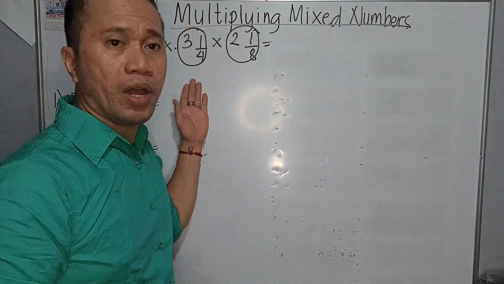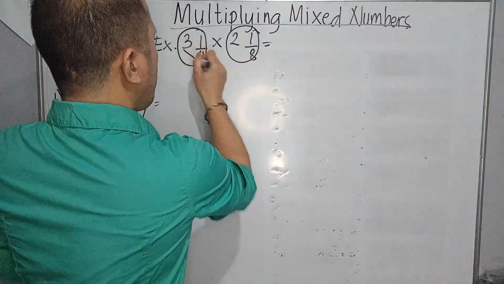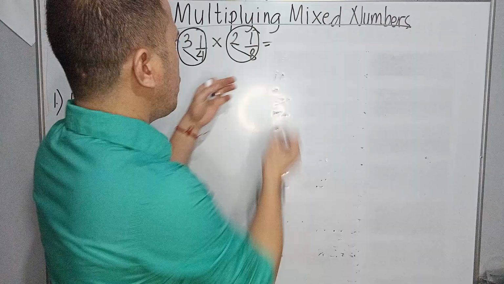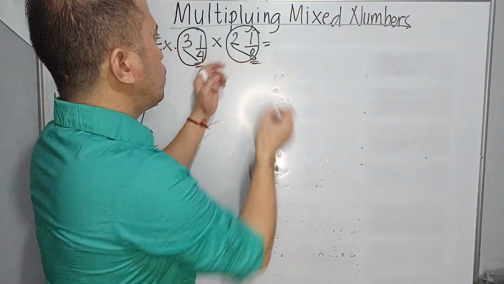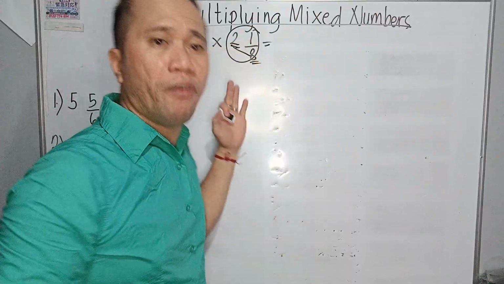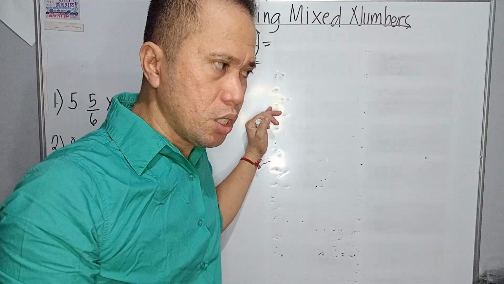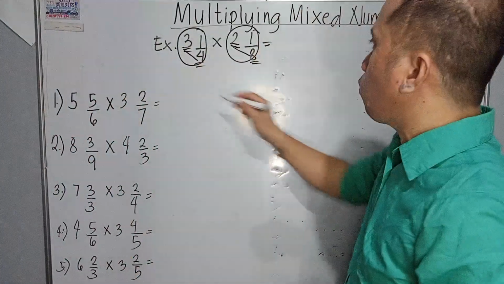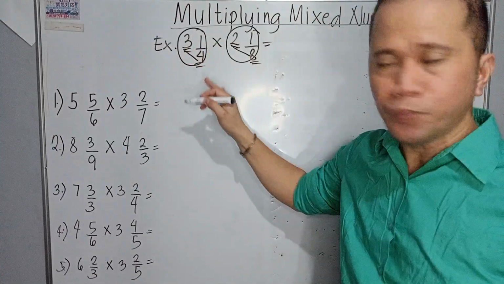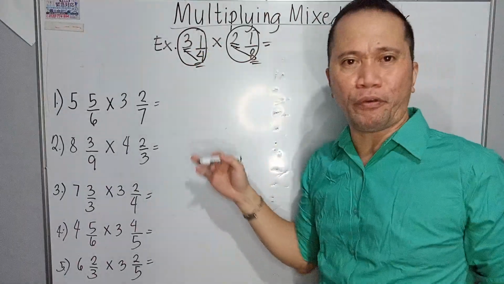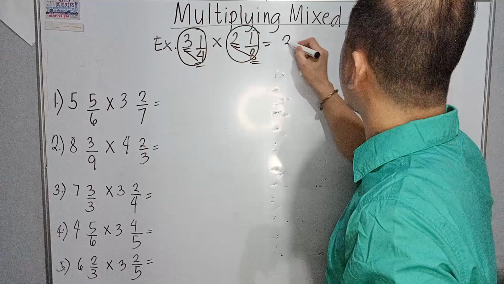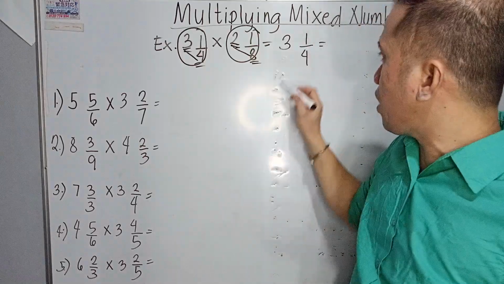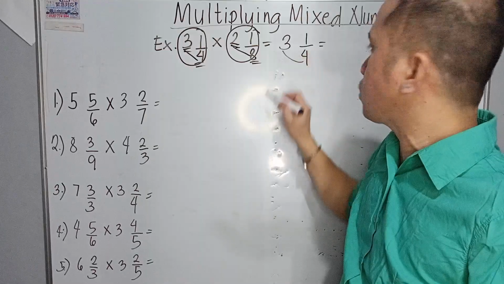In multiplying mixed numbers, you need to rename first the mixed number by multiplying the denominator to the numerator of each fraction. How? I am going to show you how to solve it. We're going to write the first fraction, which is 3 and 1/4. Then I multiply that denominator to the whole number.